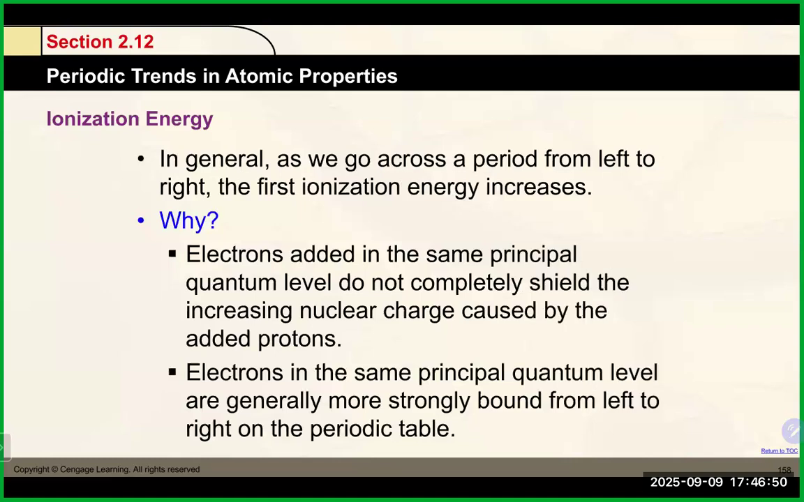So in general, as we go across a period from left to right, as we talked about, it does increase. And again, electrons are added to the same principal quantum number, so they're not shielded by those. So the increase in nuclear charge is caused by really the added protons. And because as we go to the right, we have that greater positive charge in the nucleus, it's going to hold even those outer electrons closer to the nucleus. And that means they're going to be held tighter and take a lot more energy to remove them.